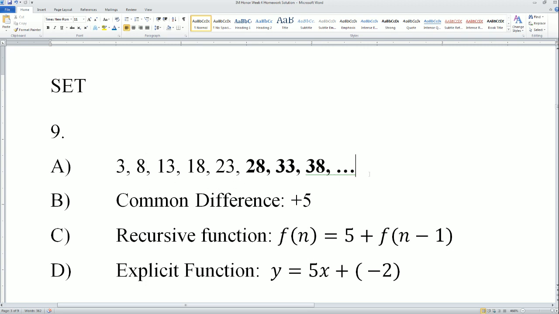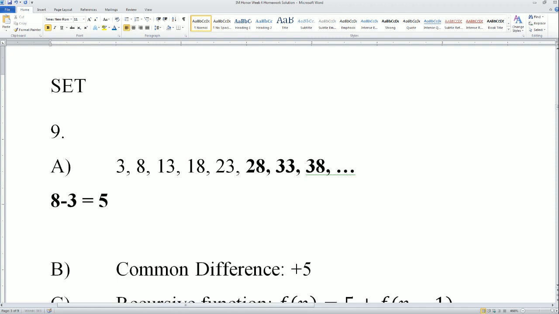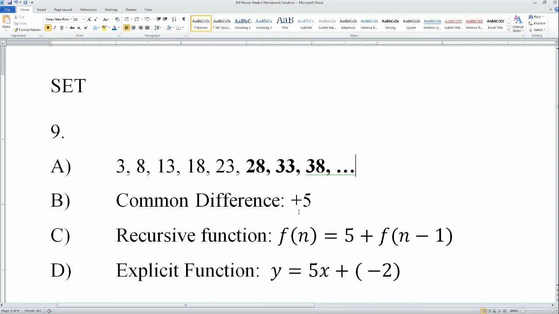I've noticed right here, to find the common difference, all I did was 8 minus 3 is equal to 5. Let's do that again. So I found the third number minus the second number, right? Because that's the next in the sequence. So 13 minus 8, that is also equal to 5. I can do 23 minus 18. That should be equal to 5. Do you see that? That is how I compute the common difference of 5.